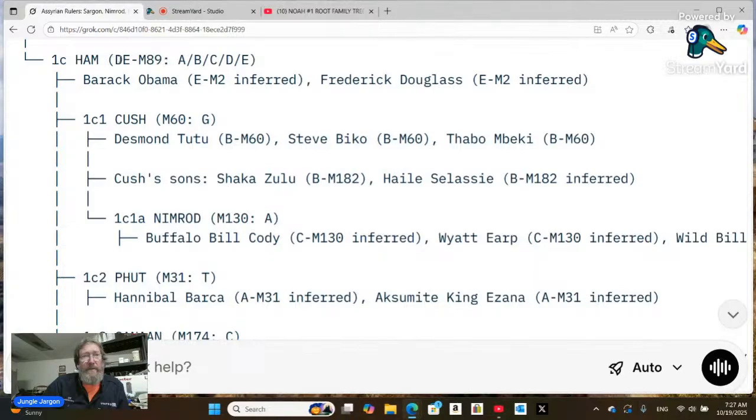Okay, so this DE, never mind this DE. This Ham is A, B, C, D, and E. That's all of Ham's descendants. Of course, with C being Nimrod. Nimrod is right in the middle of the Hamitic lineage. So you can't say, no, it doesn't belong there. It absolutely does belong right in the middle of the Hamitic lineage.